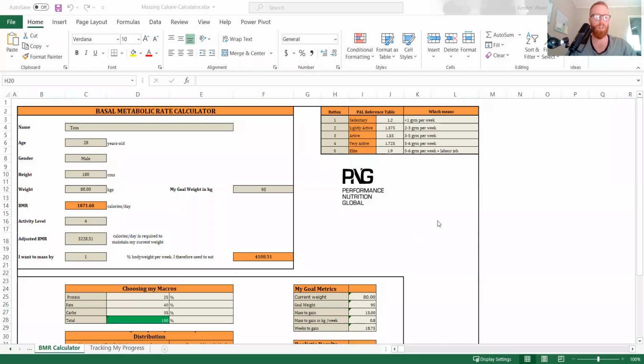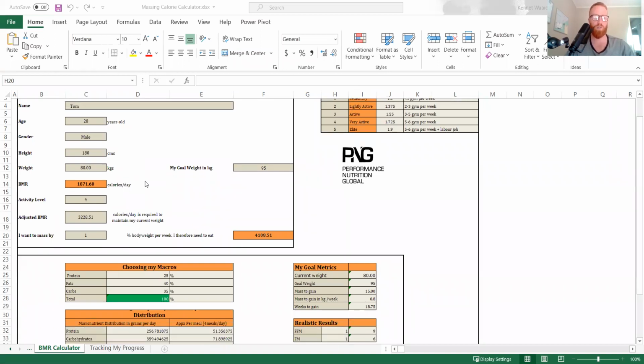What is up? Quick little video to show you how to use the massing calorie calculator. So let me share my screen here with you. There we go. Hopefully you can see what we have right in front of us.